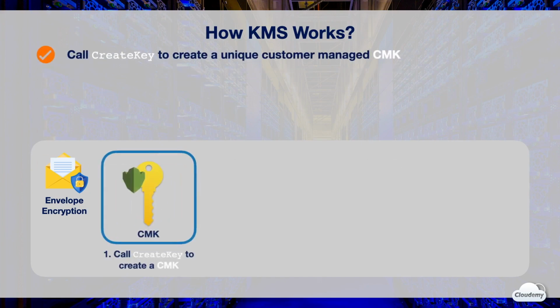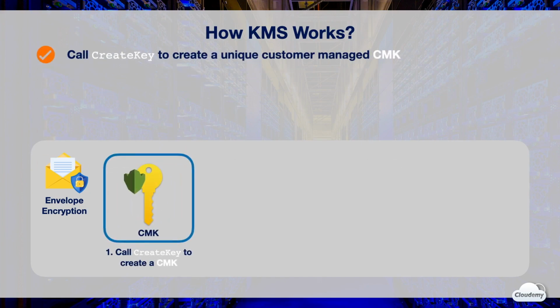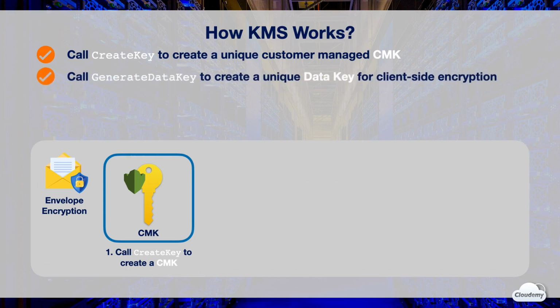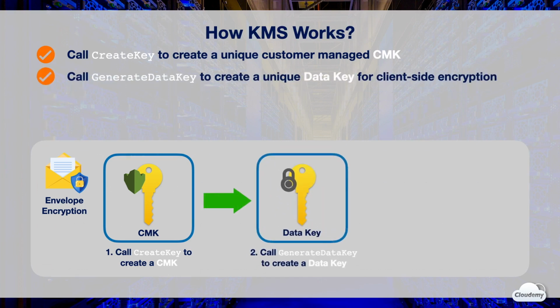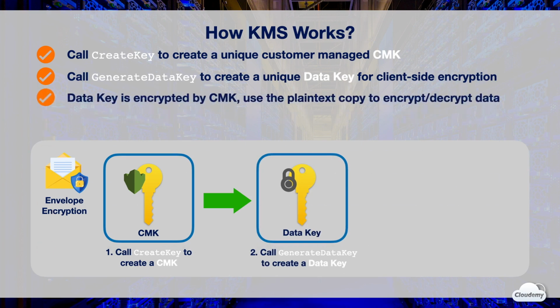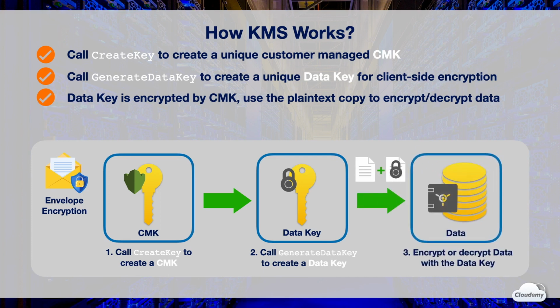To create a unique customer-managed CMK, you need to call the Create Key API. Customer-managed CMKs are stored in KMS and managed by the AWS customers. To encrypt and decrypt your data, you need to create a unique data key using the CMK that you've created. You can call the Generate Data Key API to create a symmetric data key. The Generate Data Key API returns a plaintext data key and an encrypted data key which is encrypted under the specified CMK. You can use the plaintext key to encrypt and decrypt the data, and store the encrypted data key with the encrypted data. As a best practice, you should never store the plaintext data key.